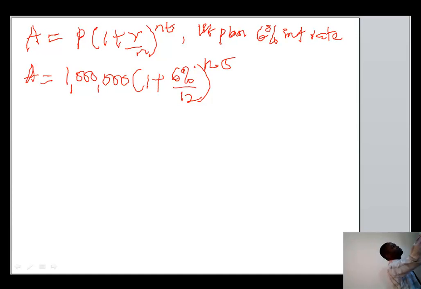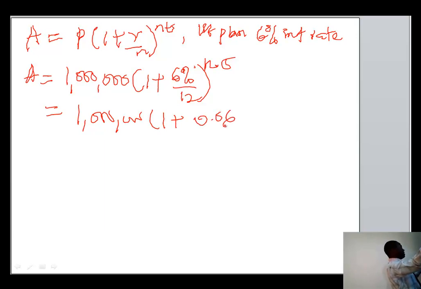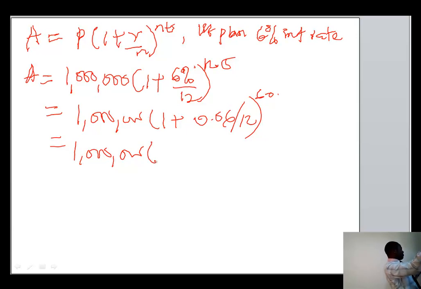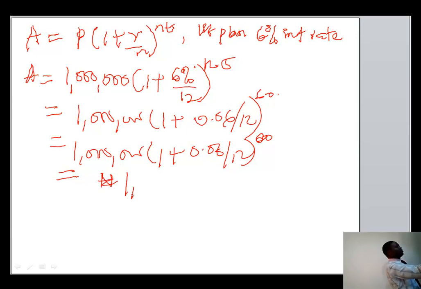So the n is 12, the time is what? 5. So we have A equals 1 million naira into 1 plus 0.06 over 12, raised to power 60. At the end of the day, you get your final answer to be equal to 1,348,850.15.